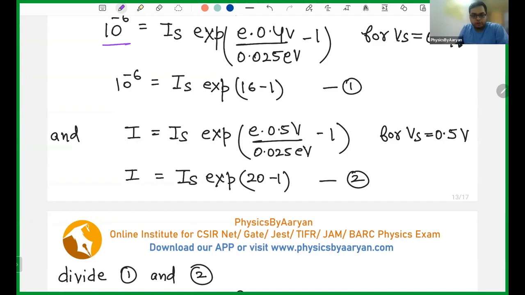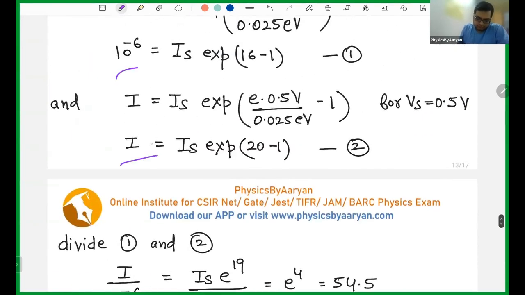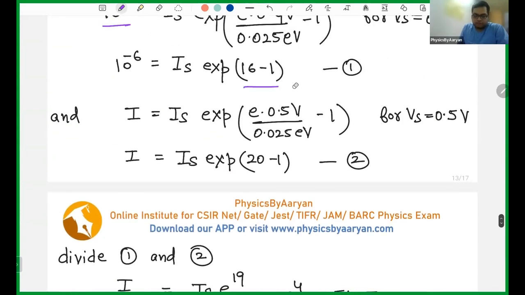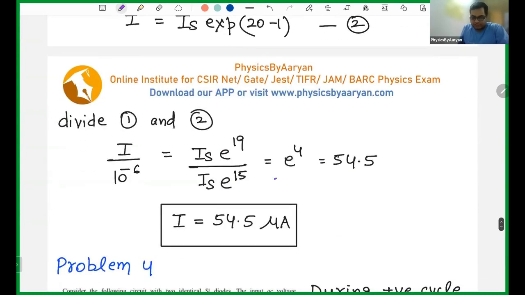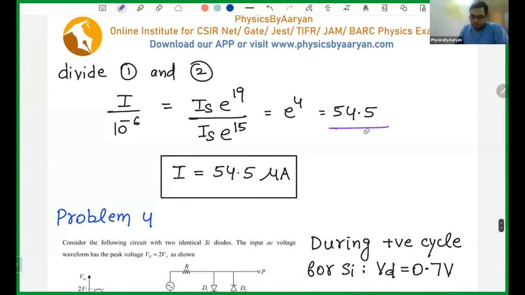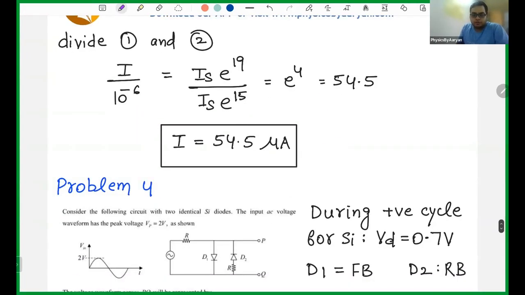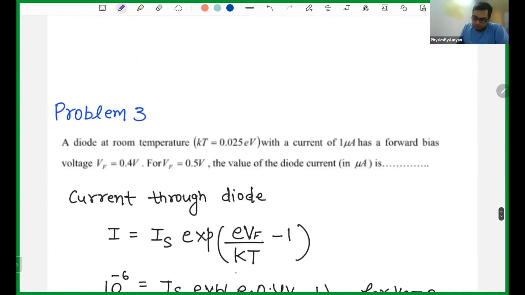If I divide equation 2 by equation 1, I will get I divided by 10 raised to minus 6 equals exponential 19 over exponential 15. So your answer is exponential 4, and you have a calculator to solve that in the exam. If you do that, your answer will come out to be 54.5. If I bring this thing here, your answer will be 54.5 microampere. So your total answer to this problem will be 54.5. Yeah. Any trouble in this problem?